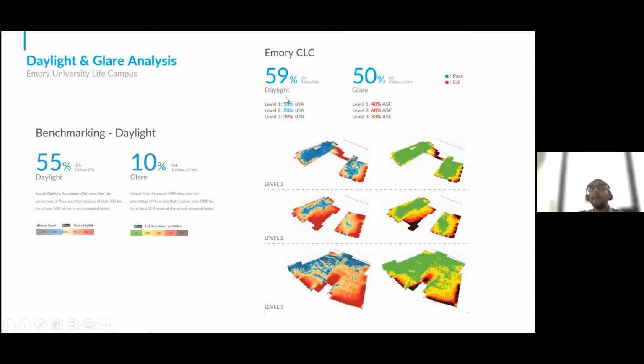In this case, they could see that the SDA overall, the average for all three levels, was 59%, which is above the 55% they were trying to hit. They also see a lot of glare. So basically they were way off from the number they were trying to achieve. That means they had to provide a lot of glare mitigation strategies, but they knew exactly where they would have to provide those strategies to reduce the glare.